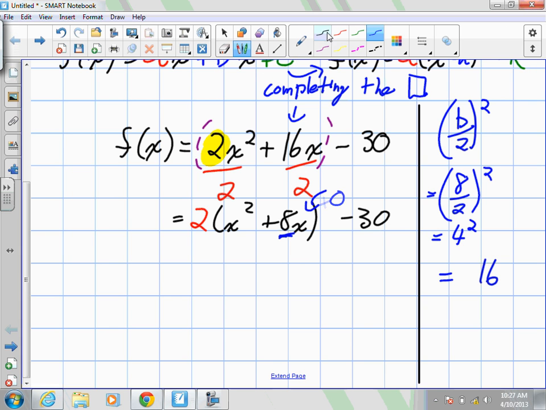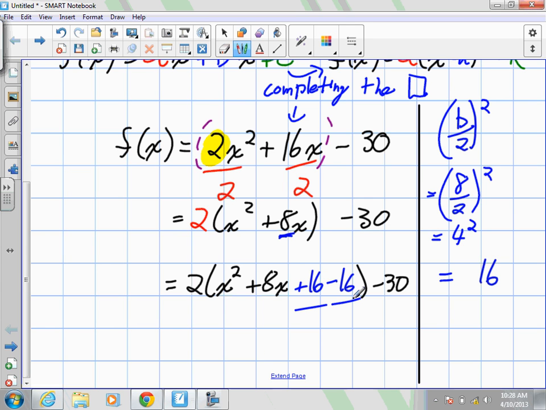Okay? So our next line will read 2x squared plus 8x. And we're going to add and subtract 16. Now technically, if I just combine positive and negative 16, what am I going to get? 0. So I've really just added 0 to this. I haven't changed anything in the equation. Okay?